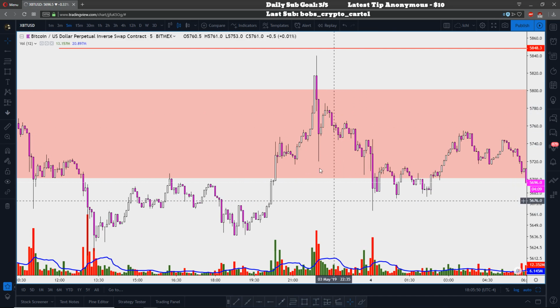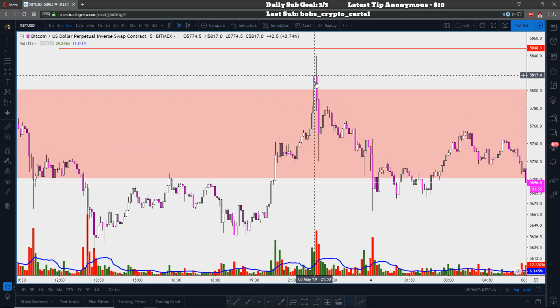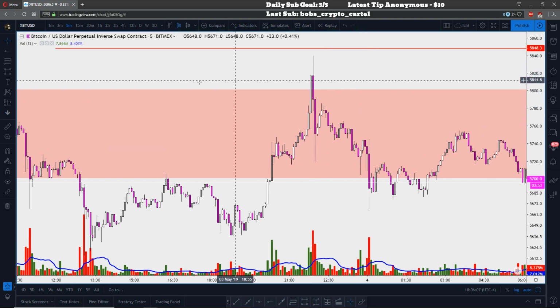So what do we see here? We see a lot of buyers come in to break this pivot high, but then what happens? It goes up and gets completely sold off by massive sell volume. So this is not scary in any way.